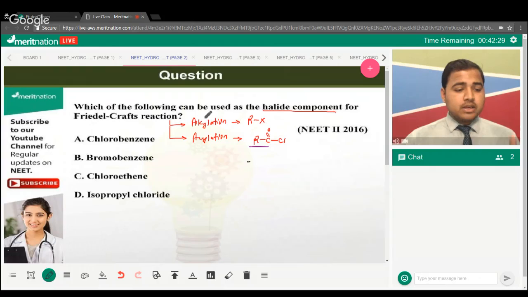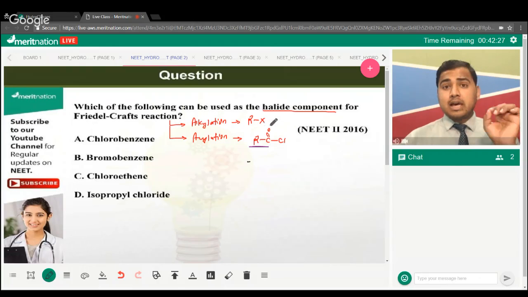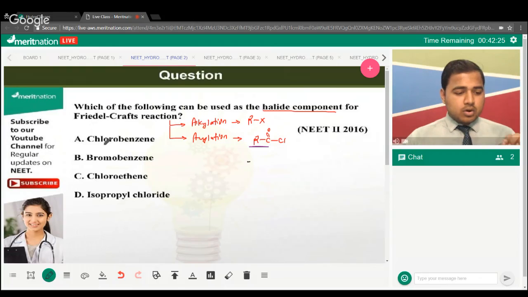Which of the following can be used as the halide component? It is mentioned chlorobenzene, bromobenzene. So we are going to write them one by one. This is chlorine and this is chlorobenzene. You can see here, and this will be the bromobenzene.